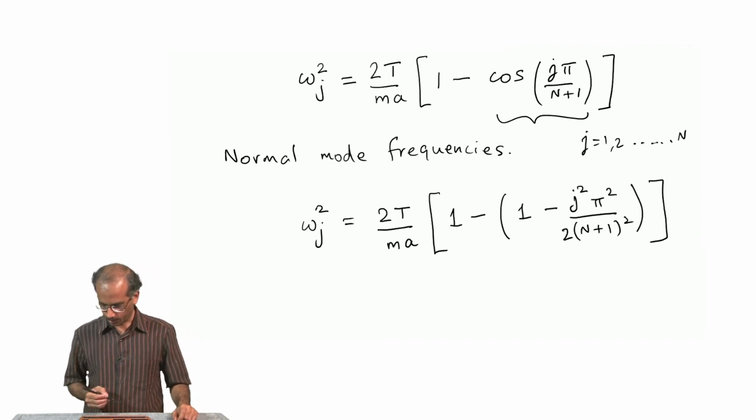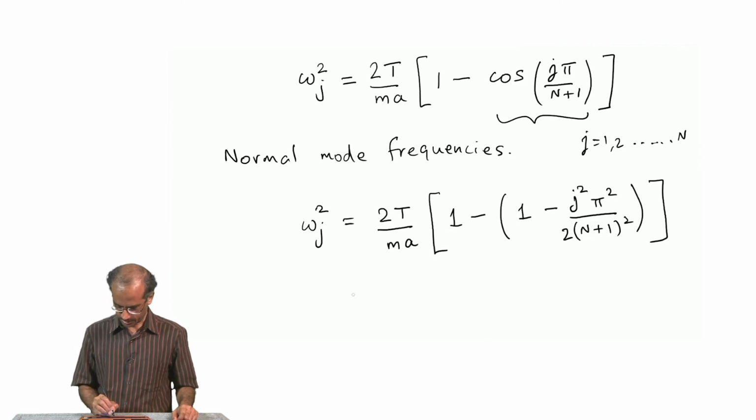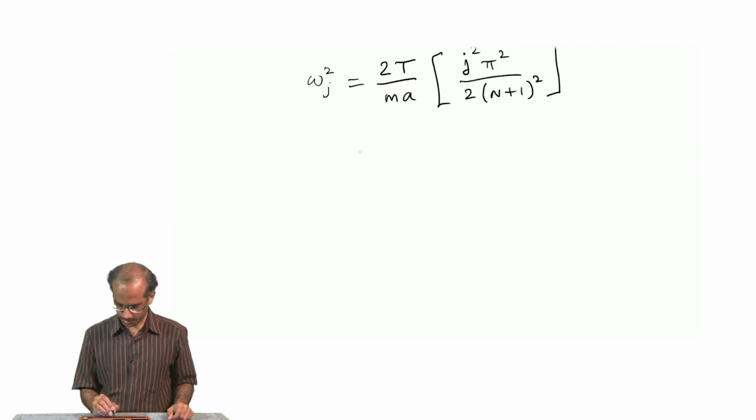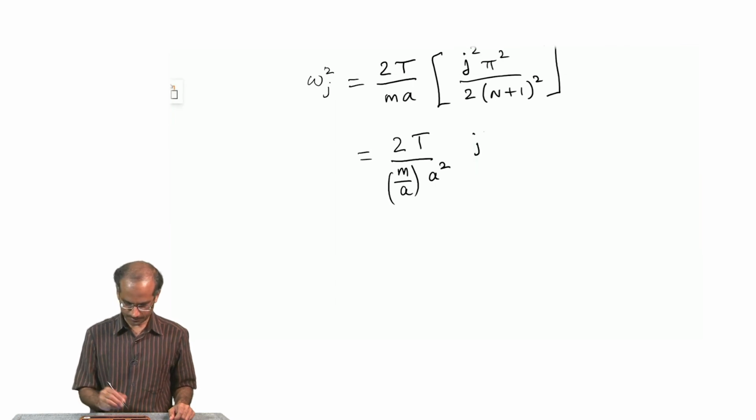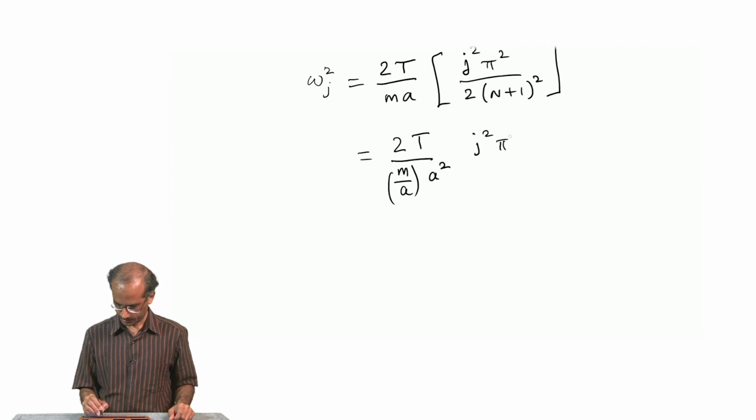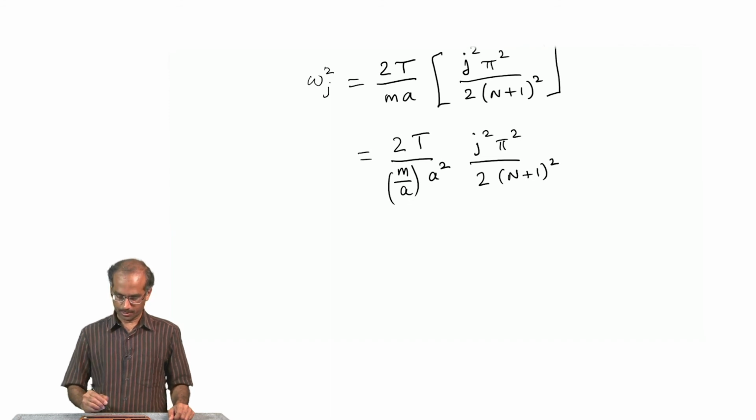Of course, here 1 and 1 would cancel. So, I should be getting... Now, here let me do a small rearrangement. So, I am going to multiply and divide by a in the denominator. So, I will divide by a and multiply by a. So, that will make it a square. So, there will be of course j square pi square by 2 into n plus 1 whole square. So, of course, this 2 and 2 will cancel.